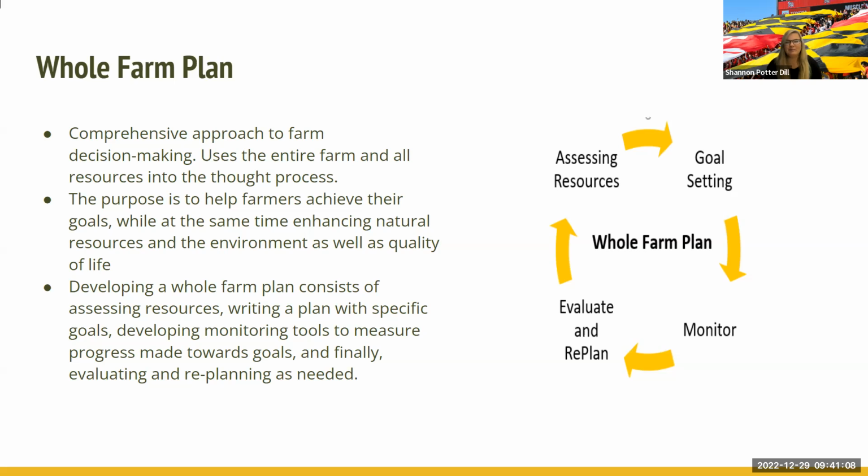We know farms change over time, so it would be replanning and going back to assessing resources again and setting new goals. So a whole farm plan is sort of a continuous process, but sitting down, stepping back and really thinking about the farm as a whole. You may have a number of plans in place, if it's a conservation plan, a nutrient management plan, or a business plan, but let's see how these work together to make sure that we are achieving some very high level goals.